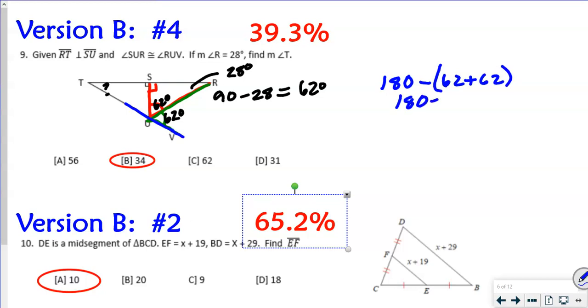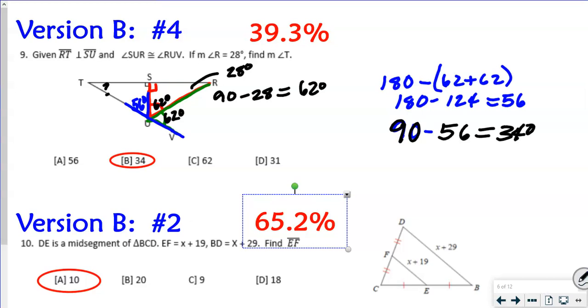So that's 180 minus 124. That's going to give us the angle in blue right here, that angle, right? Got to find that to find the question mark. So 180 minus 124 is 56. So now we know that this angle right here is 56. We're going to use the same process we used to find the 62. We are going to subtract 90 minus the 56, and that's going to give us 34 degrees for our missing angle right here. This angle right here is 34 degrees.